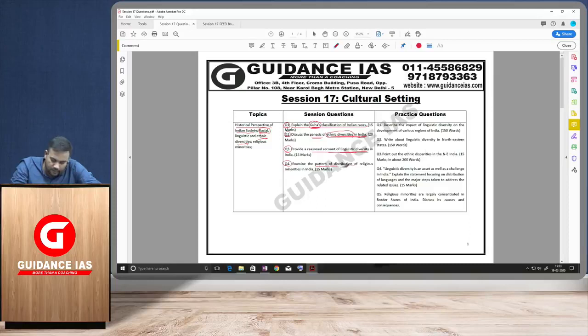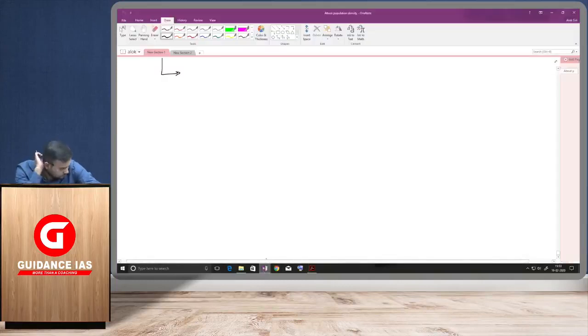Examine the pattern of distribution of religious minorities in India. Pattern of distribution of religious minorities in India.